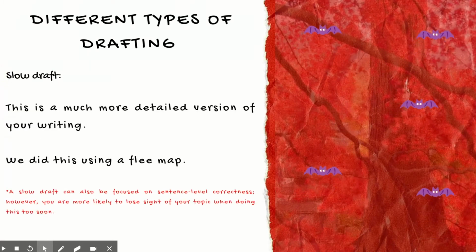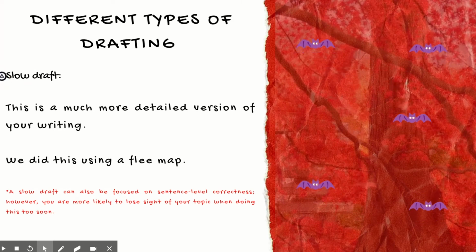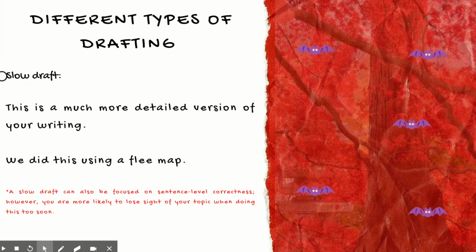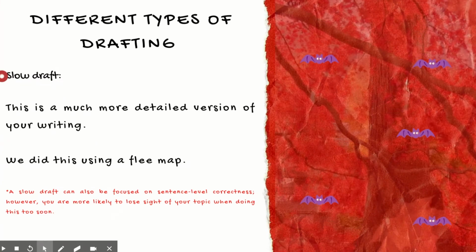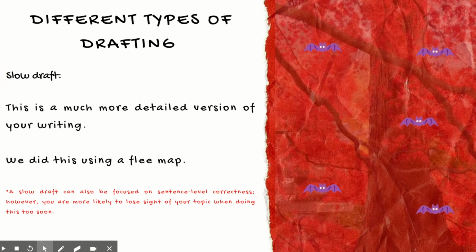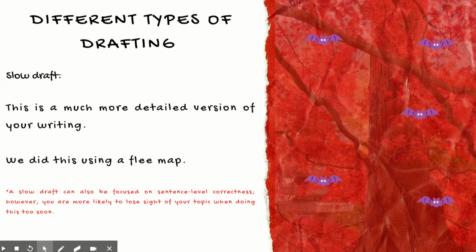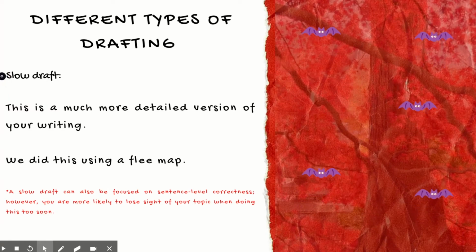The next type of drafting is a slow draft. This is much more detailed. This is kind of like what we did when we were using a flea map. However, when using this type of drafting, you might want to be careful. A slow draft can also be focused on sentence correctness. However, you're more likely to lose sight of your topic when you worry about this too much.